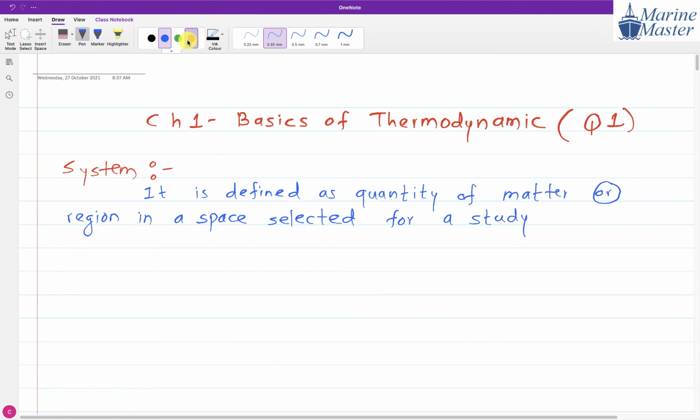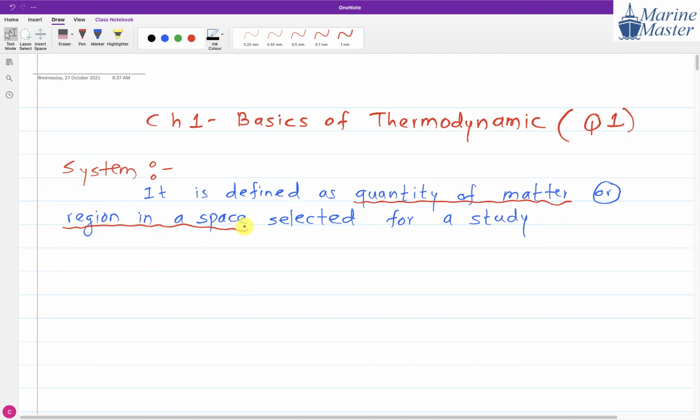Now what is the meaning of the word quantity of matter? Quantity of matter means something solid, which we can see easily. It is a mass. It can be a liquid also. Suppose the laptop on which I'm currently writing all these things, we can consider that as a quantity of matter.